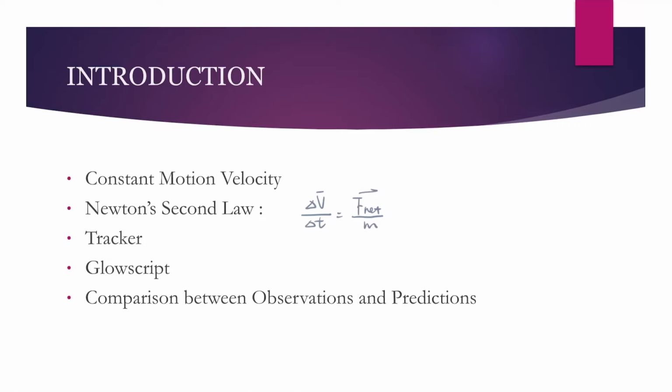We can understand this by looking at the formula. When the F net is equal to 0, the right part of the equation is equal to 0, therefore there is no change in velocity as time goes, so the object is in constant velocity.